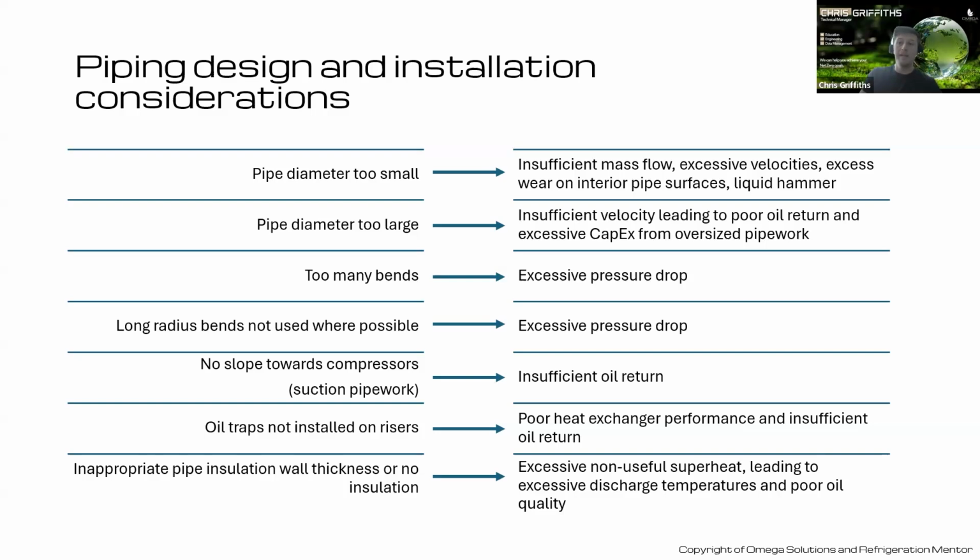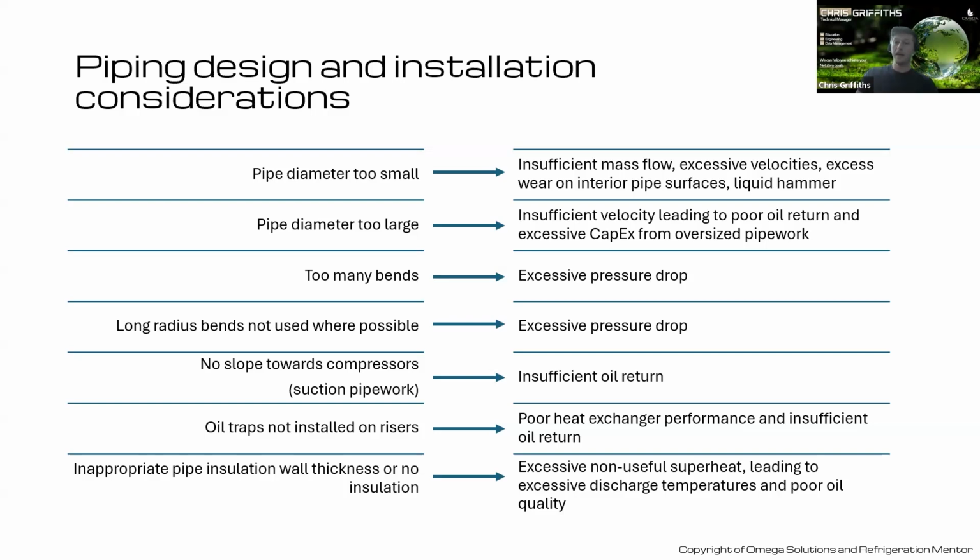Less common from that, if you have too many bends, you get excessive pressure drop. That's going to reduce the efficiency of our system. Using long radius bends should be preferred rather than short radius bends. Short radius bends will induce more of a pressure drop in the system as well. And then we go back to our installation techniques. For example, making sure suction pipework slopes down towards the compressor, which helps with oil return. Making sure oil traps are installed on risers to make sure we can actually return the oil at part load conditions.